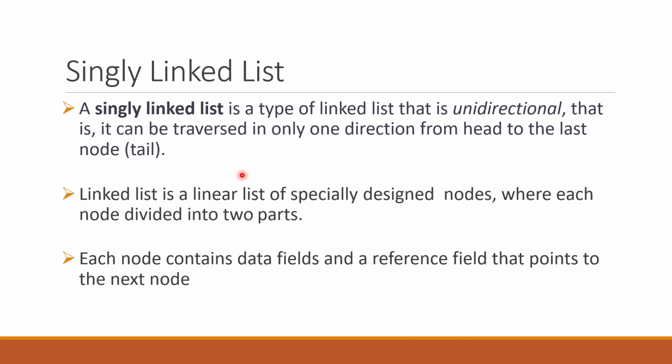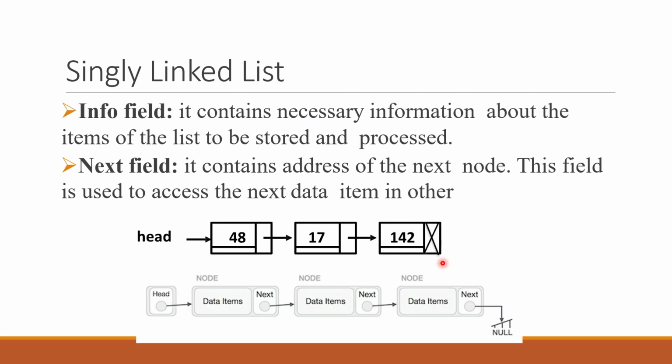Now we will discuss the first type, that is a singly linked list. A singly linked list is a type of linked list that is unidirectional and can be traversed in only one direction, from the head to the last node. A linked list is a linear list of specially designed nodes where each node is divided into two parts. Each node contains a data field and a reference field that points to the next node.